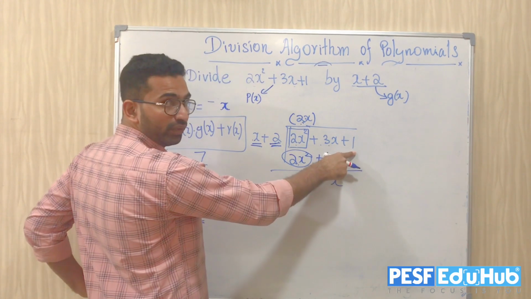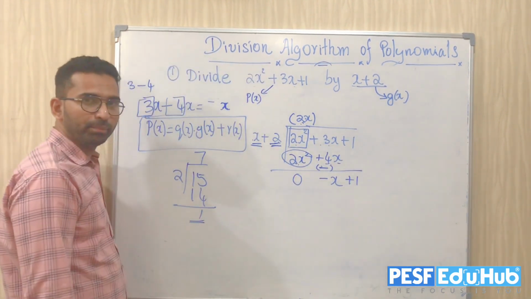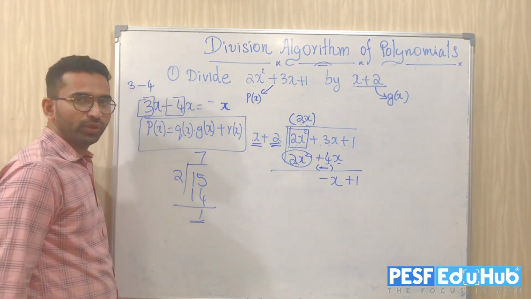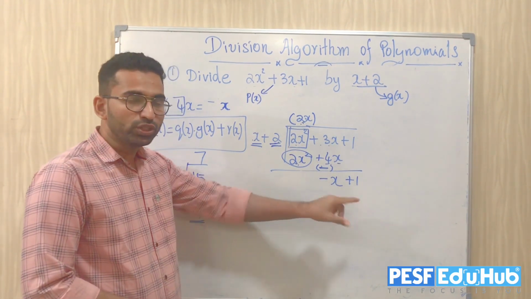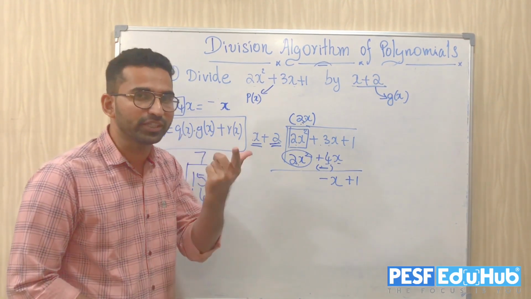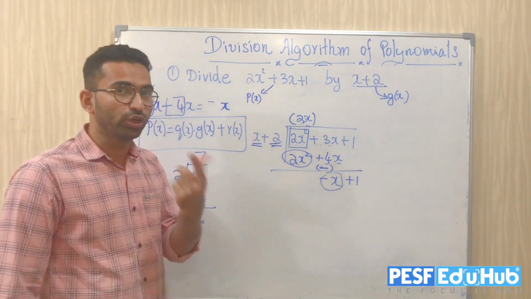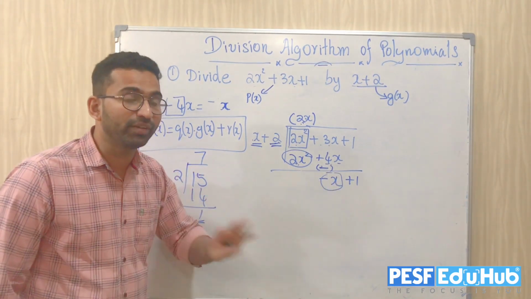There is a +1 over there, there is nothing to subtract from that, so it will be +1 only. And you don't have to write a 0 here. Now what is the term here? -x plus 1. So what is the term containing the highest exponent? In this case it is how much? x.